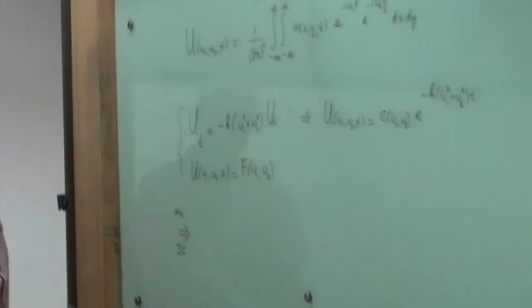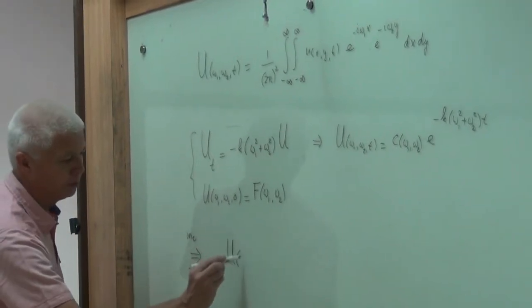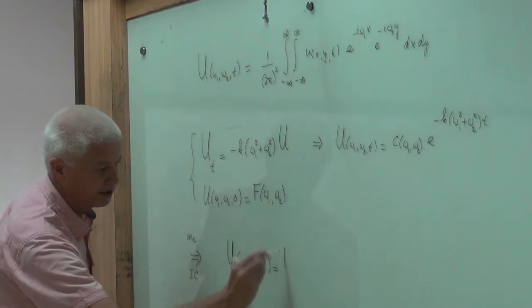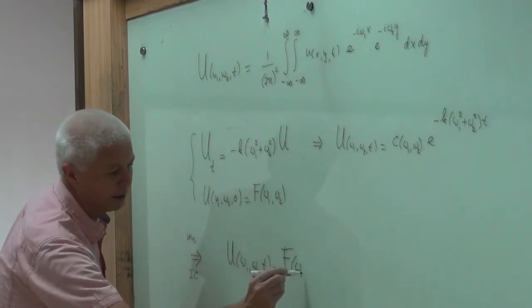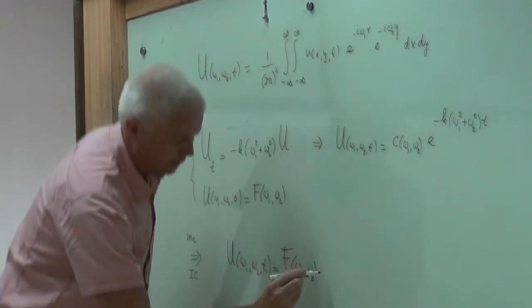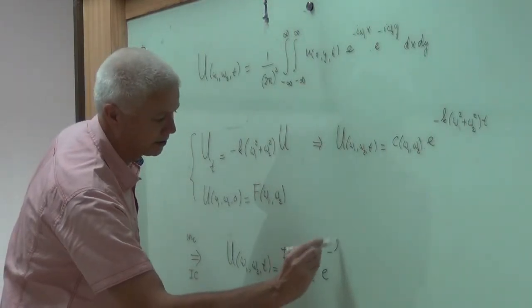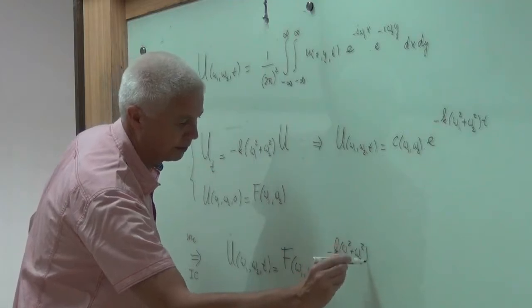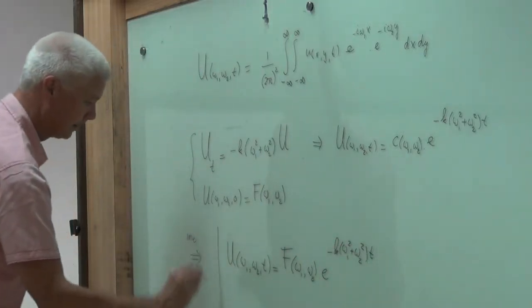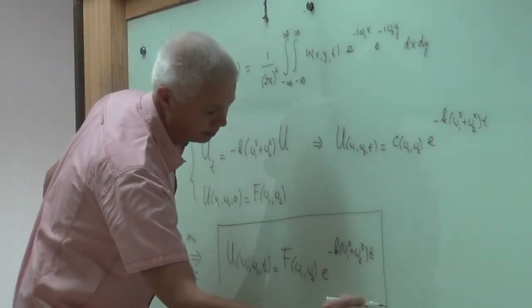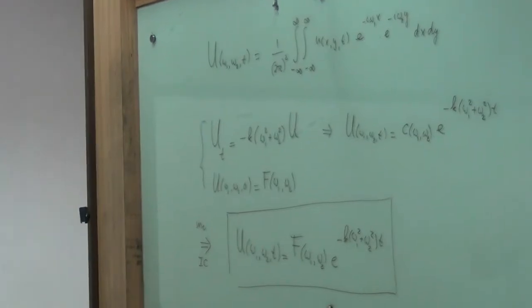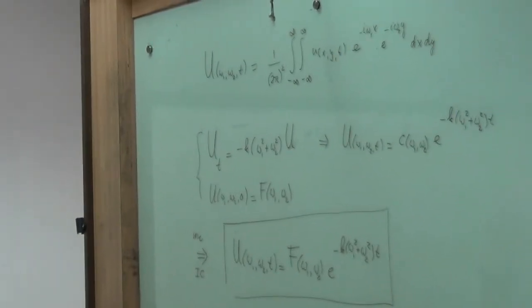Use the initial condition, and then you find that your u(omega 1, omega 2, t) is that function f(omega 1, omega 2) times e to the power minus k times omega 1 squared plus omega 2 squared times t. So this is my solution in the omega 1 omega 2 space. And then I have to think about the inverse.